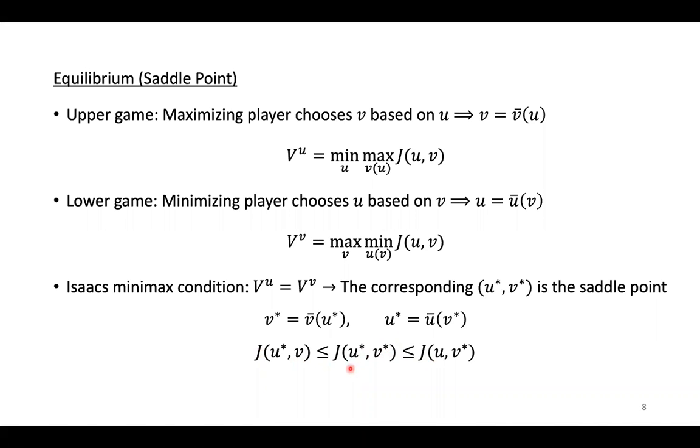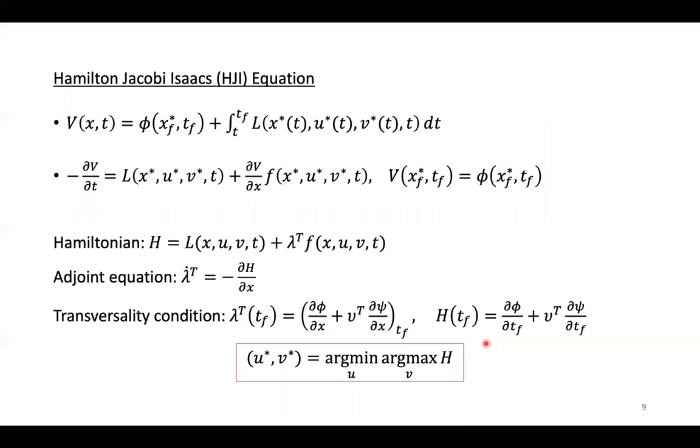And similarly, given v*, since u* is trying to minimize, if it chooses anything other than u*, it is going to increase its cost. So this is how you characterize a solution in a differential game scenario. So this is how you define equilibrium or saddle point for a differential game.